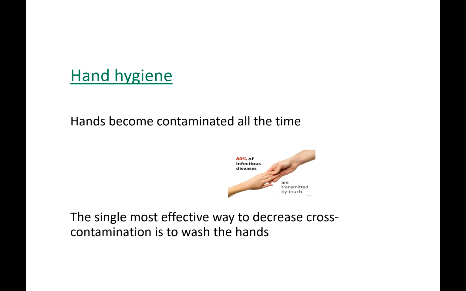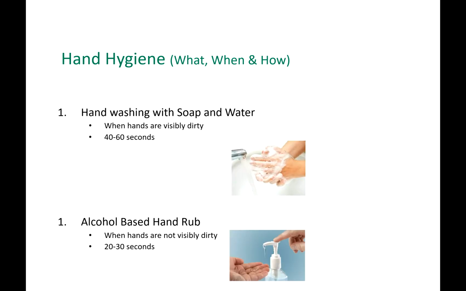One of the components of standard precautions is hand hygiene. You have to know that hands always become contaminated all the time because 80% of infectious diseases are transmitted by touch. So, the single most effective way to decrease cross-contamination is to wash the hands. There are two types of hand hygiene, and it's important to know the difference between them and when you should do hand hygiene and how.